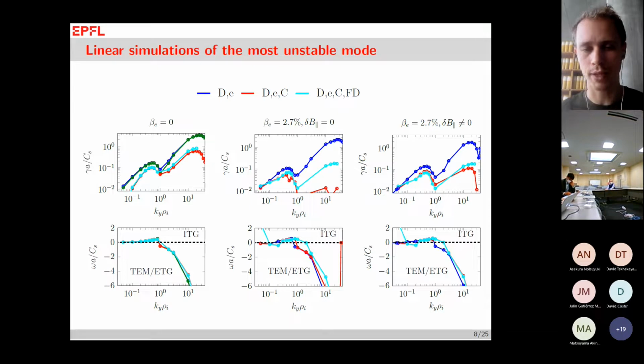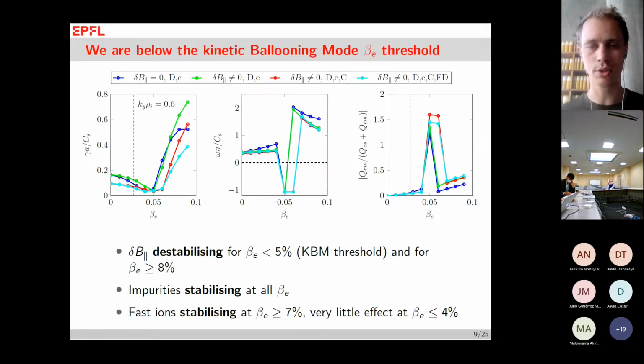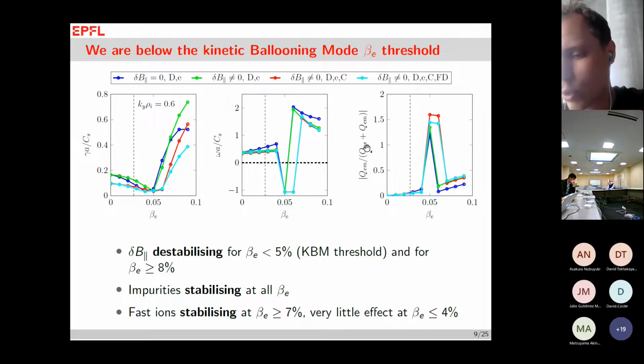Now, in order to understand a bit better what is the role of beta in the simulations, we have done separate scans where we varied the electron beta. Again, we compute the growth rates here on the left, the real frequencies in the middle, and then on the right, we compute the ratios between the electromagnetic and the total heat flux. Now, these are exponentially growing, but it's still possible to compute the ratios in order to understand what type of modes we actually have.